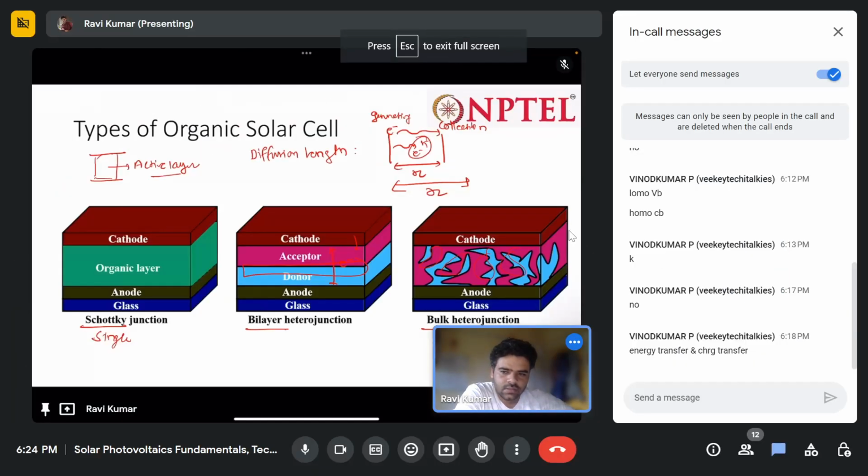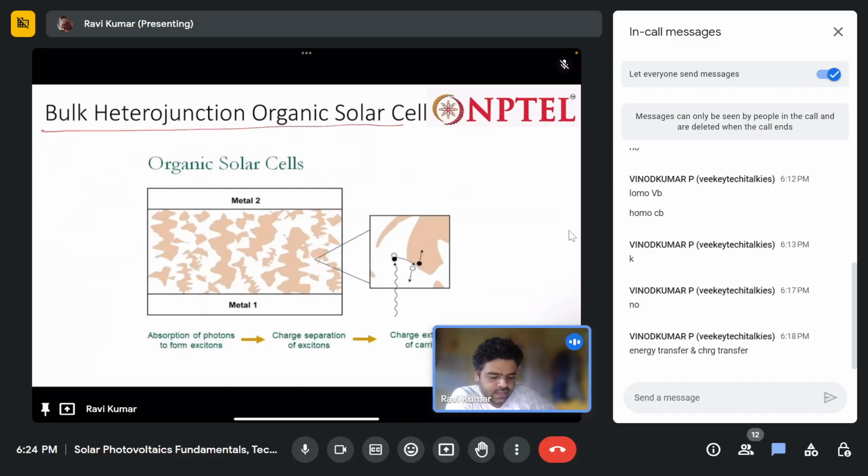Any doubt here? And these acceptor and donor are there only to collect charge carriers. Okay, we will move next. Yes, this is the thing which will explain this more clearly. So this is all about the bulk heterojunction organic solar cell. My network is not good right now. Am I audible?